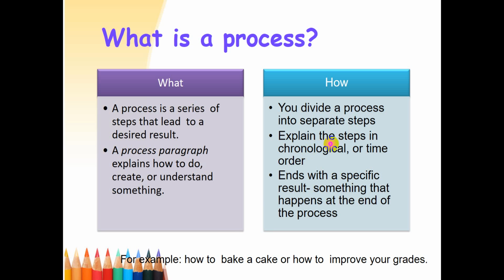And don't forget, explain the steps in chronological order or time order. Why? Because if you go back and forth, then it will not become a cake. Trust me. And there should be a specific result at the end. If it is baking a cake, then the result should be a cake, not a donut, not something else. If you explain the process of improving grades, then the end result should be good grades. That happens at the end of the process.